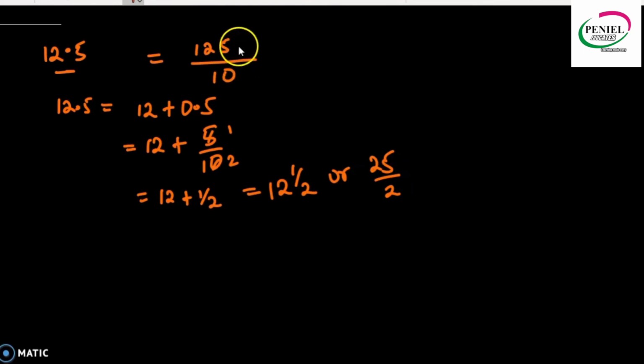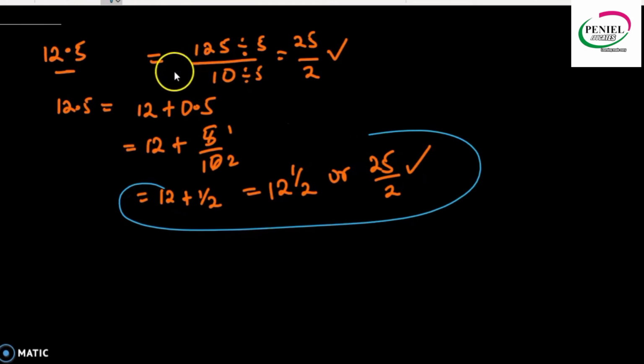If you don't want to do that, like the first one I did before, you can divide this one by 5 and also divide this one by 5. This one is going to give you 25, and this is going to give you 2, which is similar to the other way we have gone. Now, in this particular example, we have been able to convert a decimal fraction to a fraction. We've also looked at how we can convert a fraction to a percentage and also a percentage to a fraction.